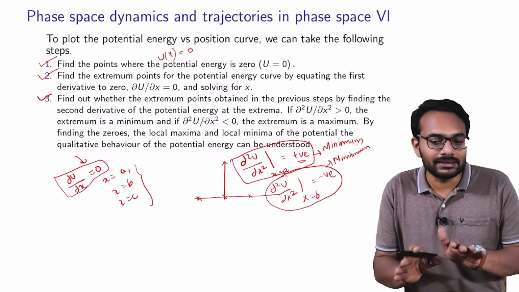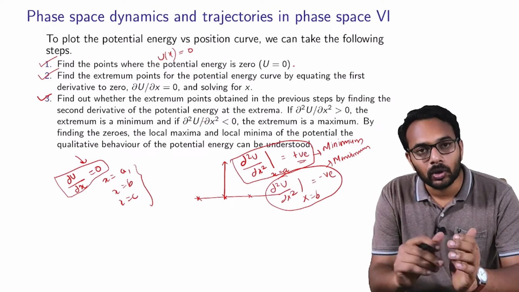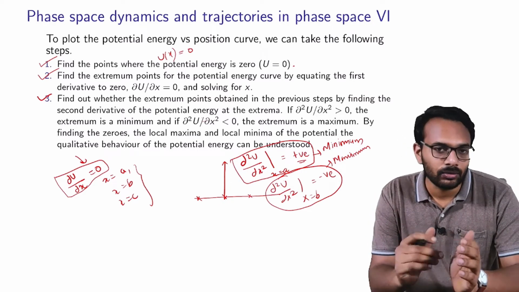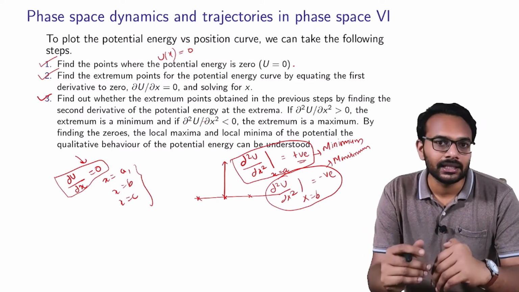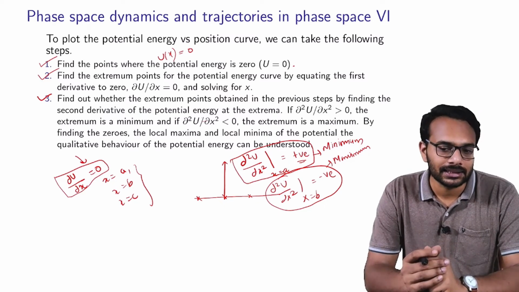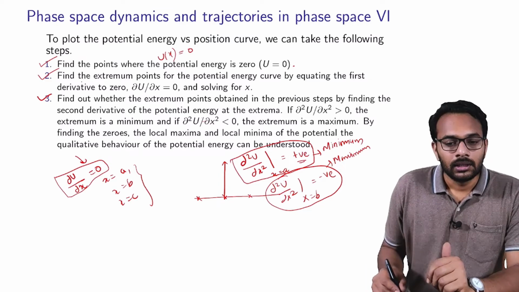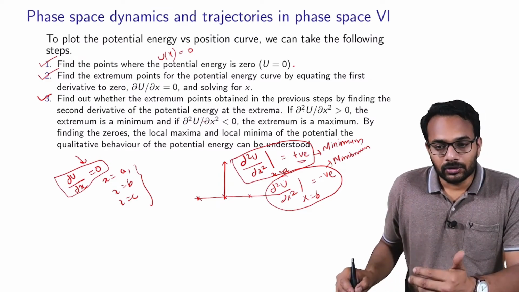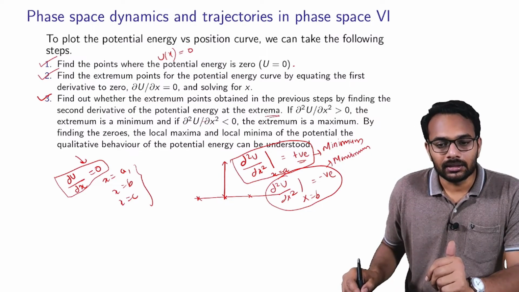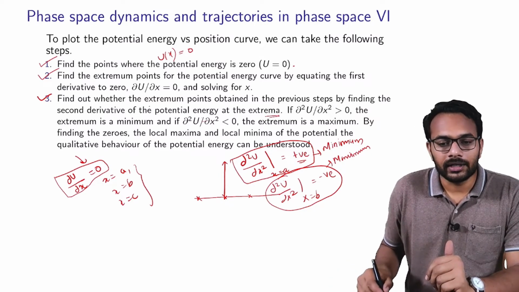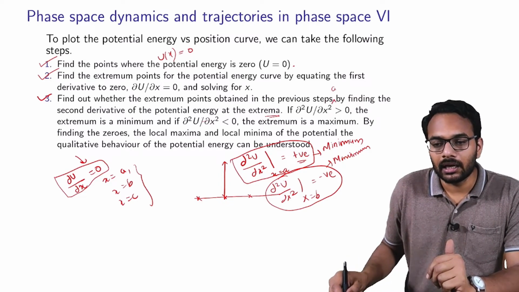This information will usually be sufficient to plot the potential energy curve in a qualitative manner. Once we get the shape of the potential energy, we draw the energy lines and then we'll draw the phase-space trajectories. So, find out whether the extremum points obtained in the previous steps are maxima or minima, by finding the second derivative of the potential energy at the extremum.